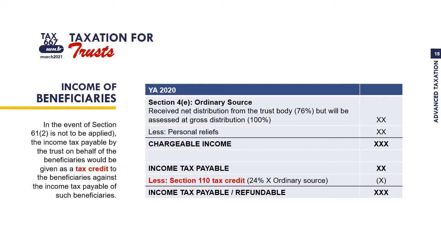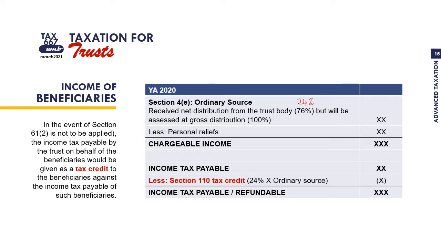Here, even though the beneficiary receives a net distribution, which is only 76% because 24% is the income tax payable by the trust body on behalf of the beneficiaries, therefore beneficiaries only receive 76%. However, we are going to assess at gross distribution. Cari balik berapa yang 100% punya, bukannya nilai selepas dah tolak tax.